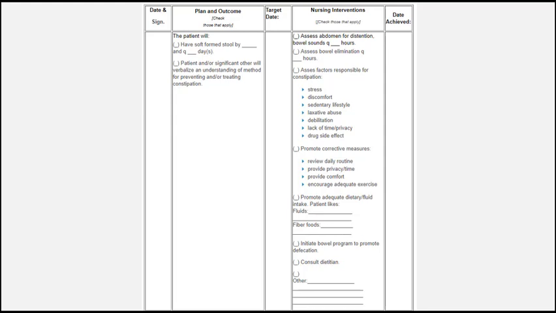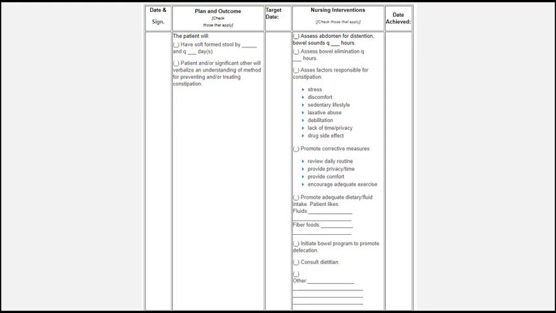And then what can we do to reach that goal? So how do I keep people at my party happy? How do I make sure all of those things we did at the beginning with that party? Well, let's think about that. If we want them to have these soft form stools, what are some of the things we can do as a nurse? We can assess the abdomen for distension. We can assess their bowel elimination on a frequent basis. We can assess factors that are responsible. So what's the stress, discomfort, things that would potentially cause this not to occur, we should be assessing on a regular basis. We can promote corrective measures, so providing privacy and comfort, encouraging adequate exercise.